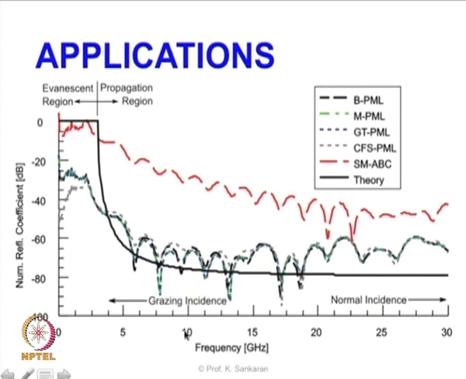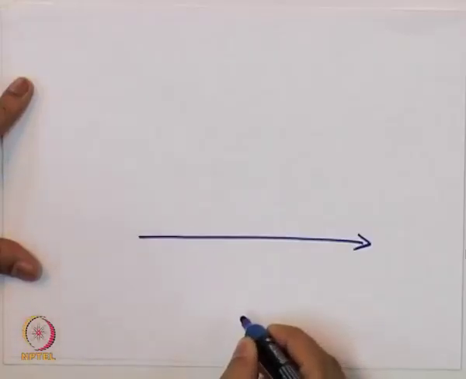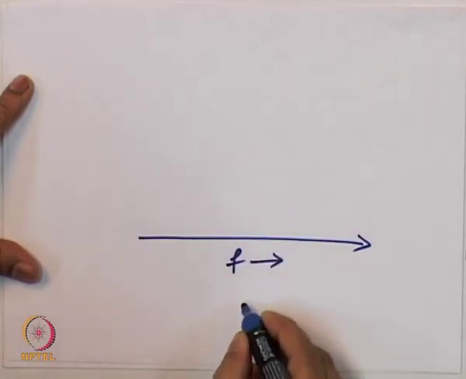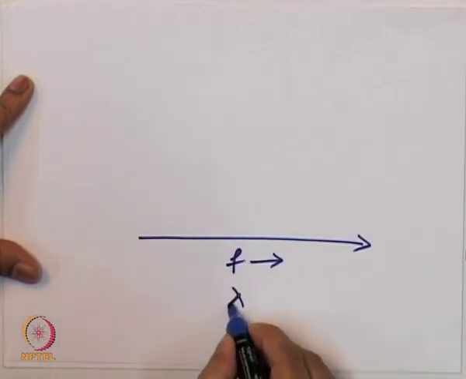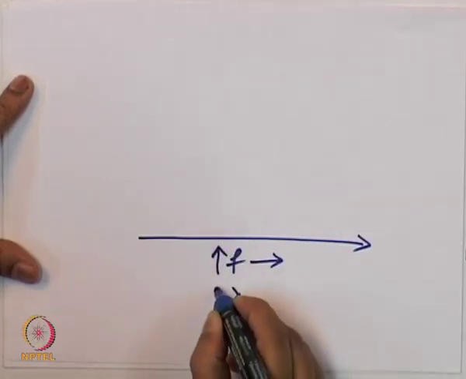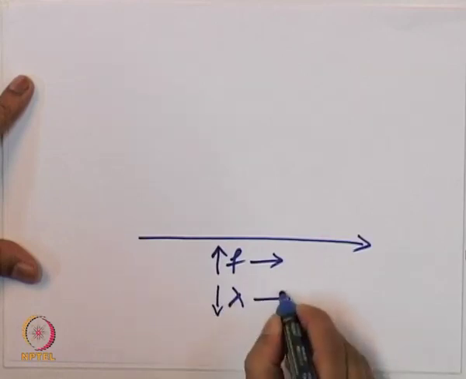What is happening here is, as you can see on the x-axis, the frequency is increasing. When the frequency is increasing, the value of lambda is going to decrease. So let's discuss this using the slide here. What we see is that frequency is going to increase in this direction, and the lambda value is going to decrease in this direction.